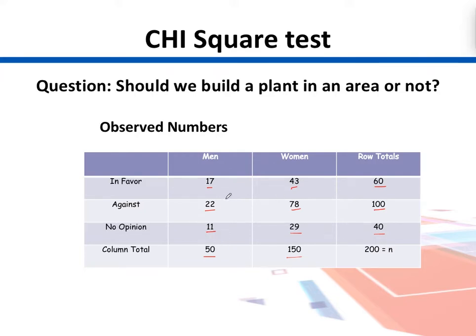So the row total tells us the sum for all the opinions: in favor in row 1, against in row 2, and no opinion in row 3. And on the columns we have the column totals. This first column represents the total men in this data set, and this number represents the total women in this data set.